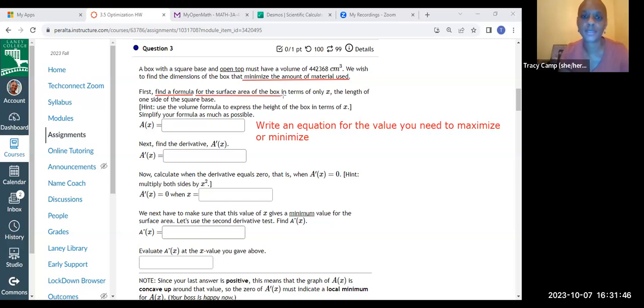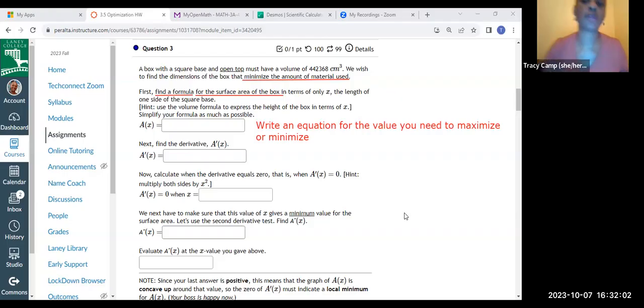In this case, they really tell us that we need to find a formula for the surface area of the box, right? So we're finding a formula for the surface area of the box, because we're trying to minimize the amount of material that's being used.